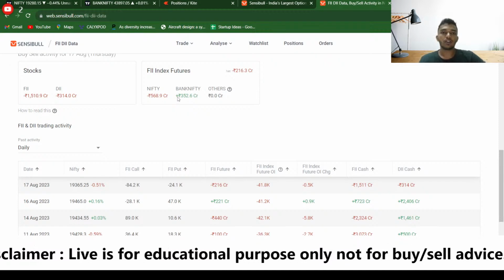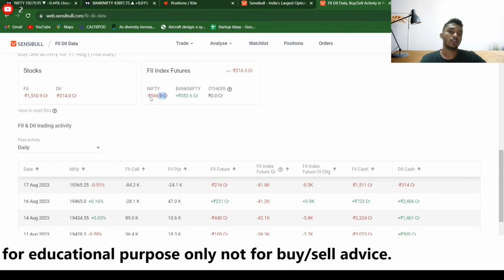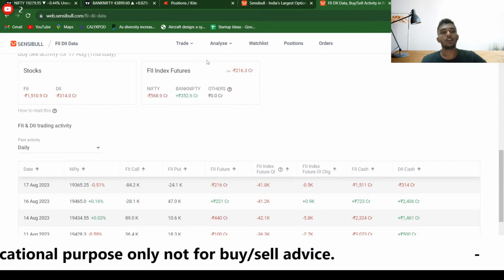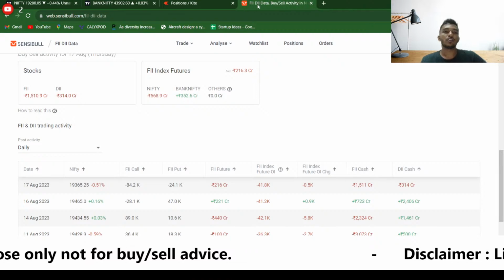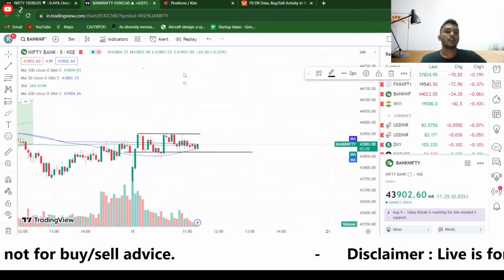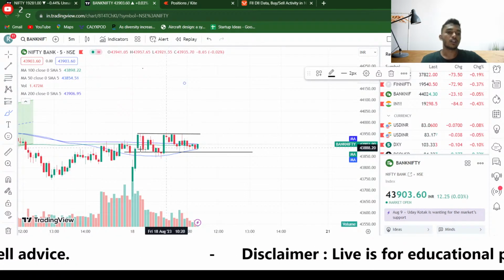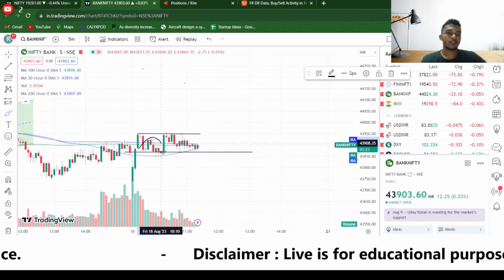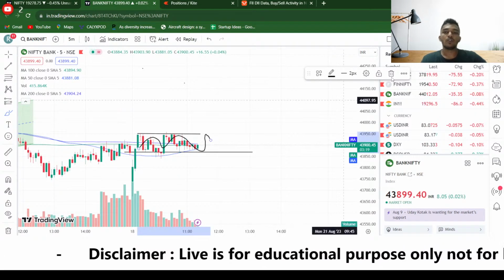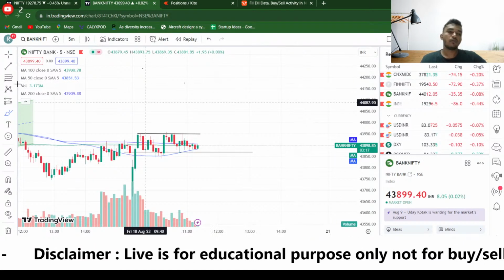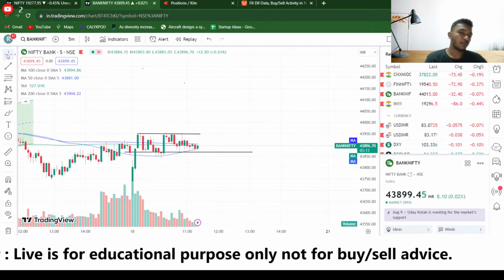If we take a look at Bank Nifty, they have bought some futures on Bank Nifty and sold some futures on Nifty. So this is how they have taken their position. Till the time Nifty and Bank Nifty are consolidating in this zone, we are not afraid of a breakdown. If it gives a breakdown, we will go for a breakdown trade. If it gives a breakout, we will go for a breakout.